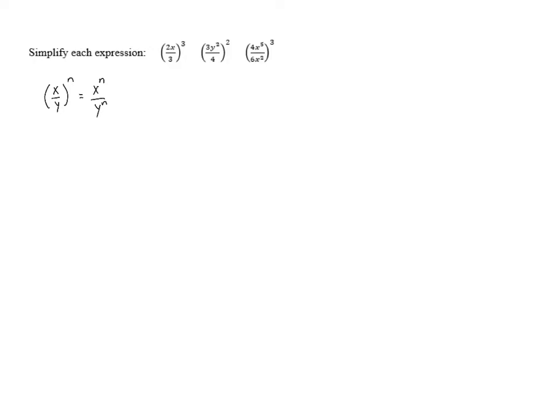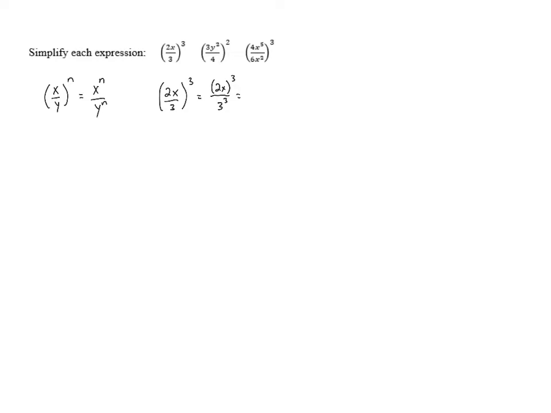We can use this in all three of these problems to get rid of the parentheses and create a simpler expression. Let's start with the first one, 2x over 3 all to the third power. Here we can distribute that exponent to the numerator and the denominator. That gives us 2x cubed all over 3 cubed.